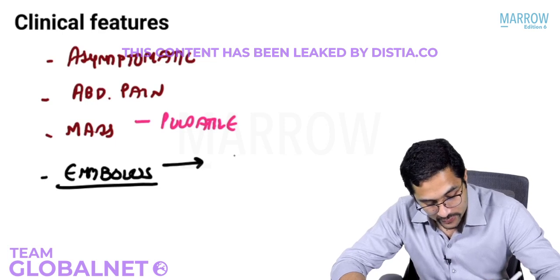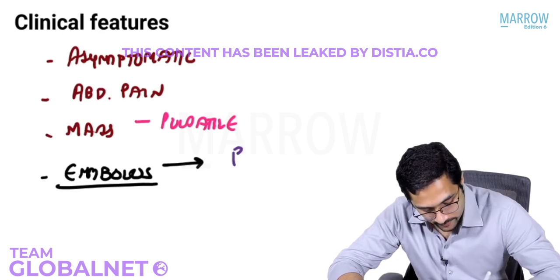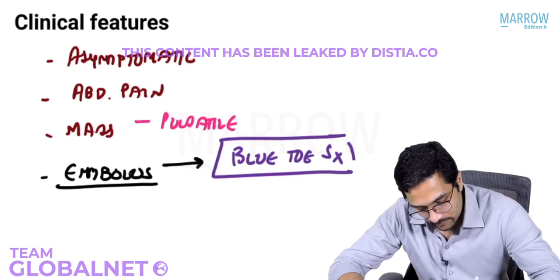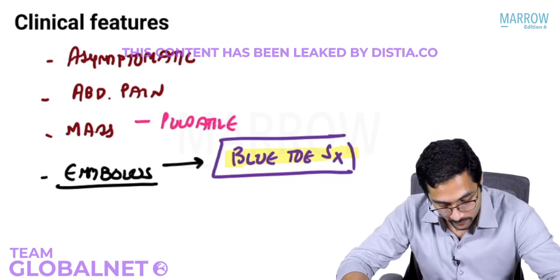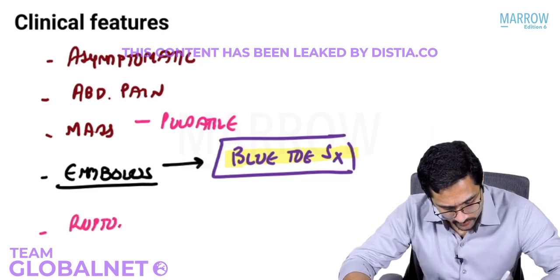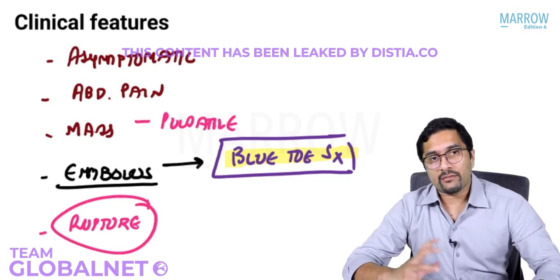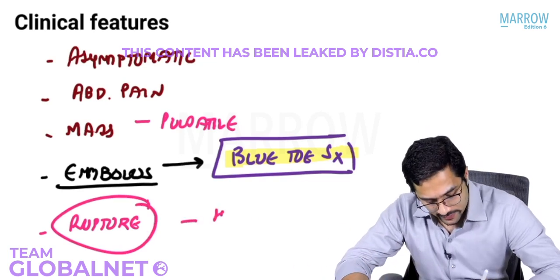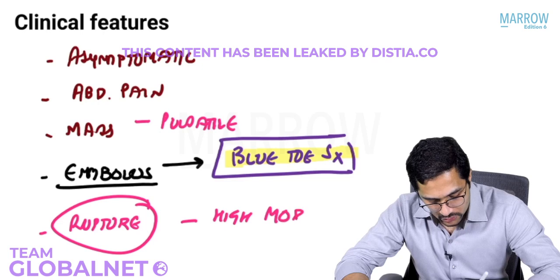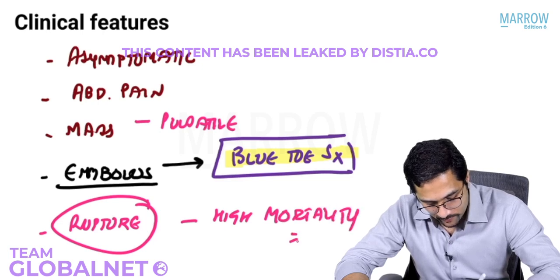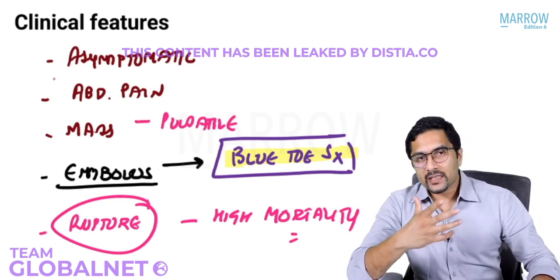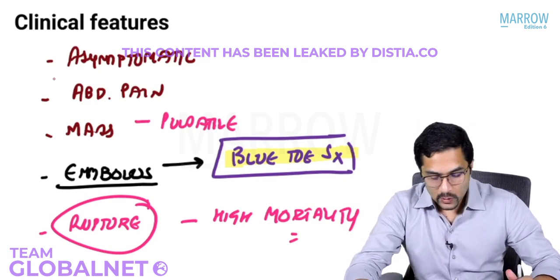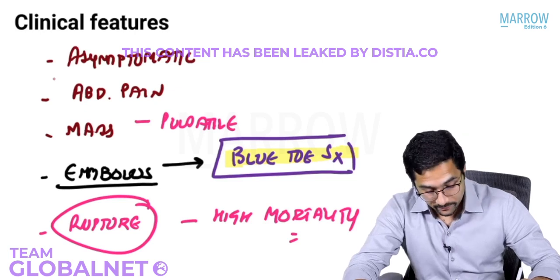And this can give rise to blue toe syndrome. So there can be emboli which can get showered from this aneurysm, and they can cause gangrene in the toes, and that is known as blue toe syndrome. These patients can also come with rupture of the aneurysm, and rupture, I will talk about later, is associated with high mortality, and it is usually in the retroperitoneum. So this I'll cover slightly later as well. So these are the clinical features with which patients can present with an abdominal aortic aneurysm.